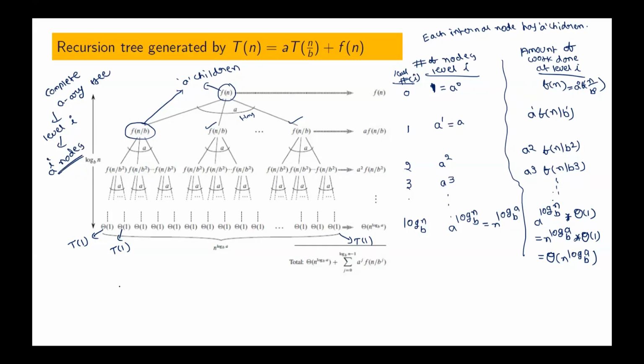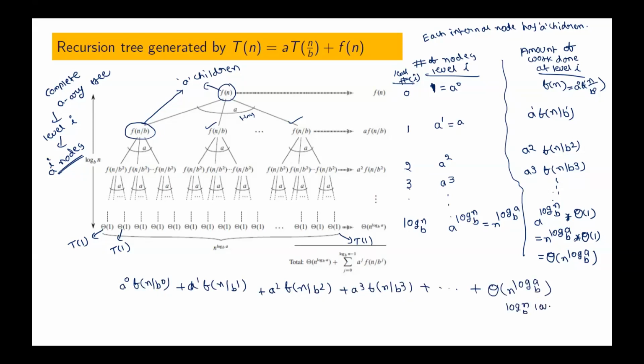What is the work done at level 0? A power 0, f of n by b power 0. Level 1, a power 1, f of n by b power 1. Level 2, a square, f of n by b square. Level 3, a cube, f of n by b cube. Last level, theta of n power log a base b. This is the last level, meaning the log n base b level. Now what about the log n base b minus 1 level? What is the amount of work done?